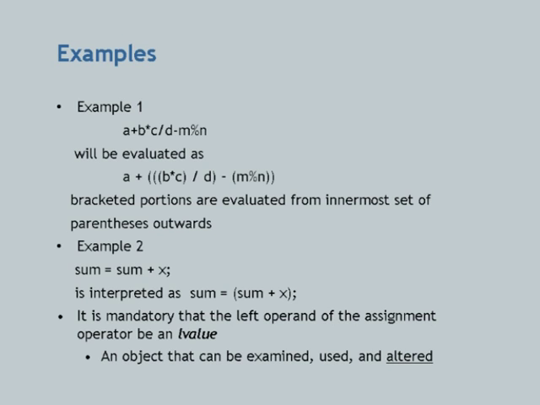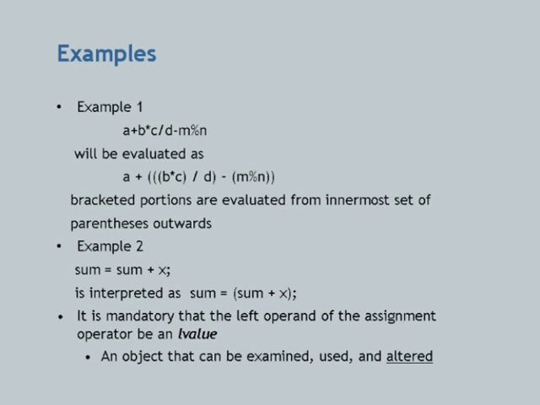The issue is, after this portion is evaluated and this portion is evaluated, let us call this result R1 and the second one R2. The expression will reduce to A plus R1 minus R2. And the point that has been correctly made is, because the associativity is left to right, A plus R1 will be calculated first and then the result will be added to R2. Simple? Okay.